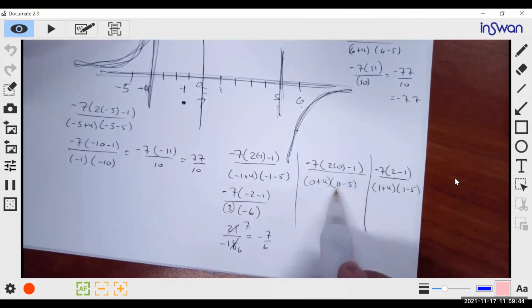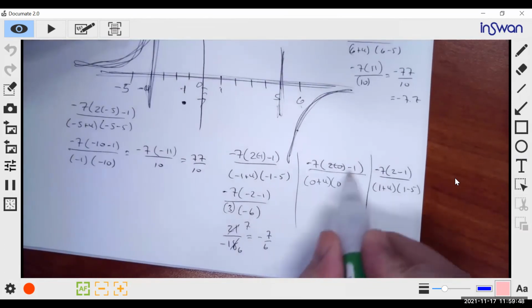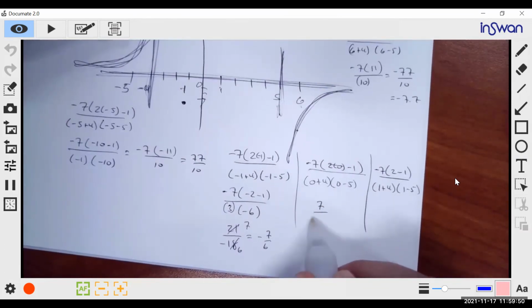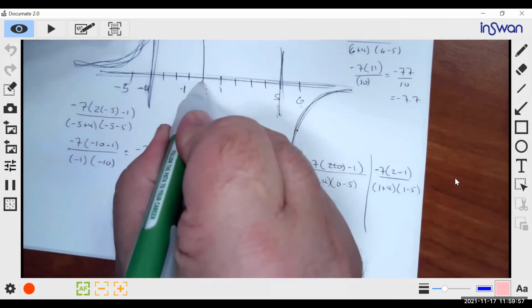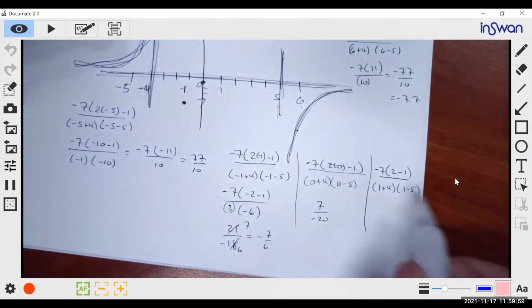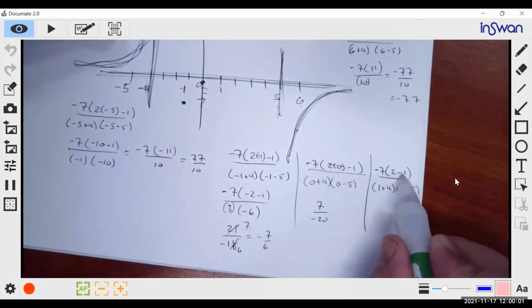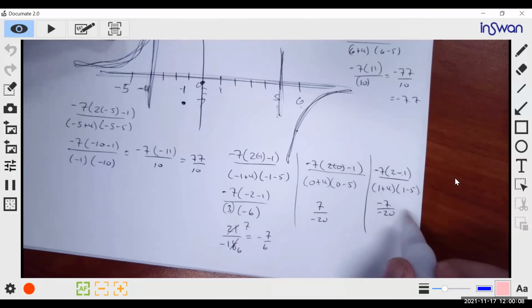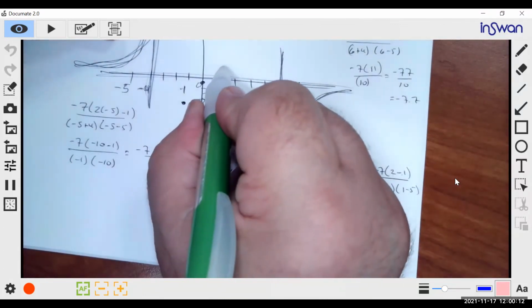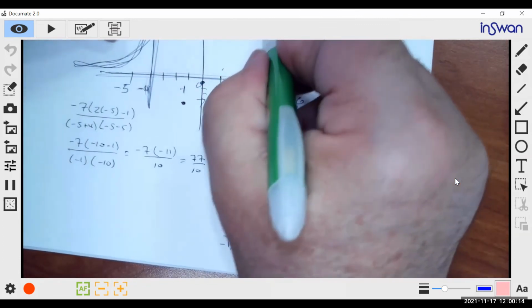At 0, what are we at? That's +7 over -20. It's still in the negatives, so it's going to be closer to 0. So it's 1 times -7. 5 times 4 is -20. So it's +7 over 20. So this side is going to look like this.